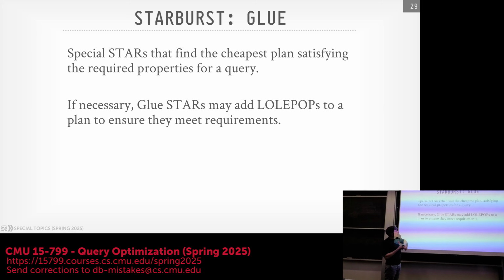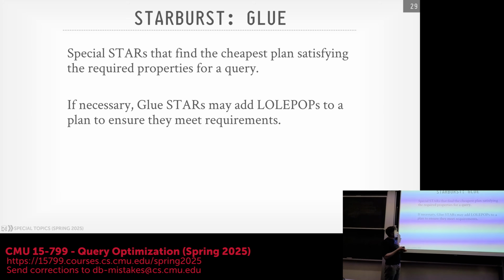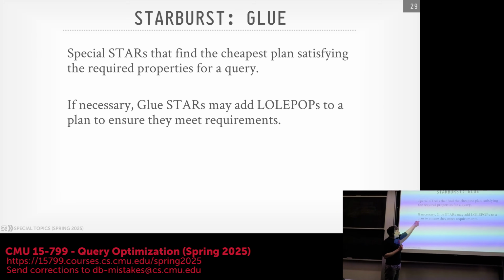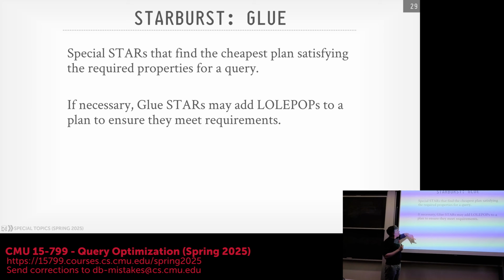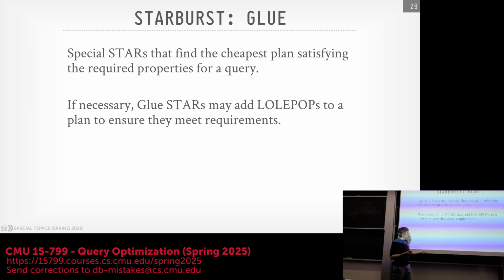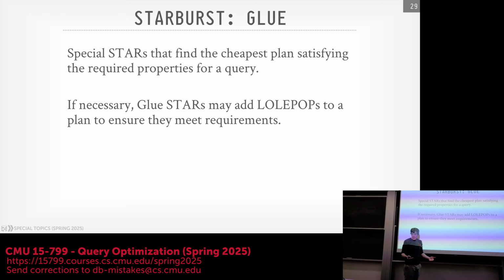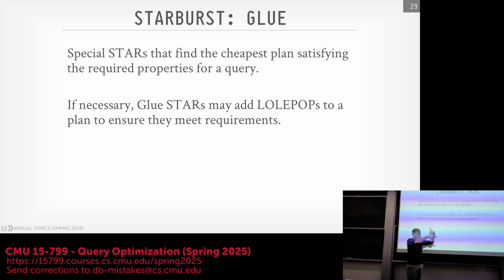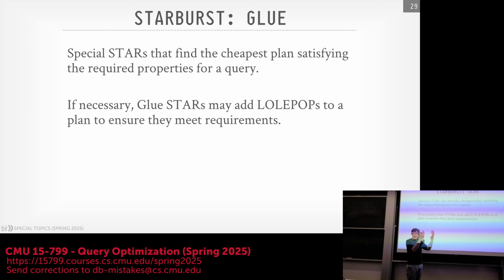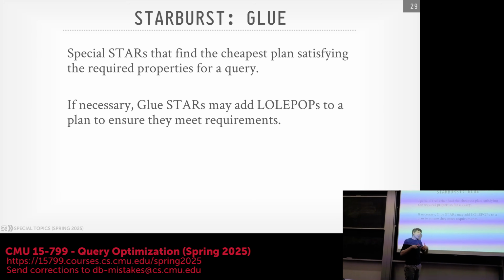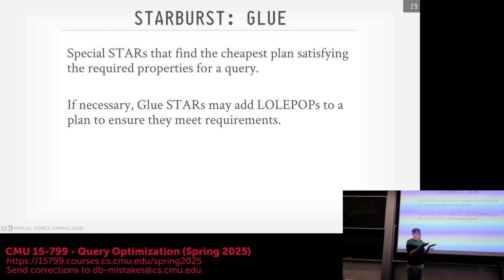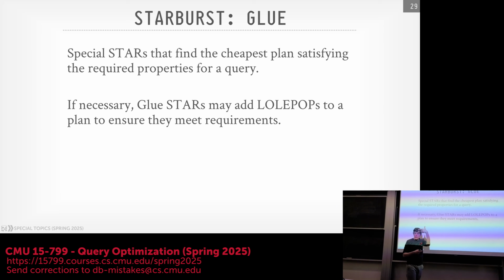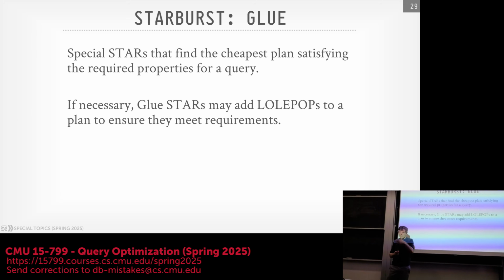So these are special stars. They keep track of the cheapest plan satisfying the required properties for a query. Basically, it's a formal definition of what System R was doing. But then they go back and see, okay, if my property requirements are not being met as defined in the glue stars, then the glue star will get rewritten into a lollipop that then does the sort or whatever it is that you would need. Or if there are no properties, or the property that I care about is actually being satisfied, then the glue just gets rewritten to a no-op and discarded.